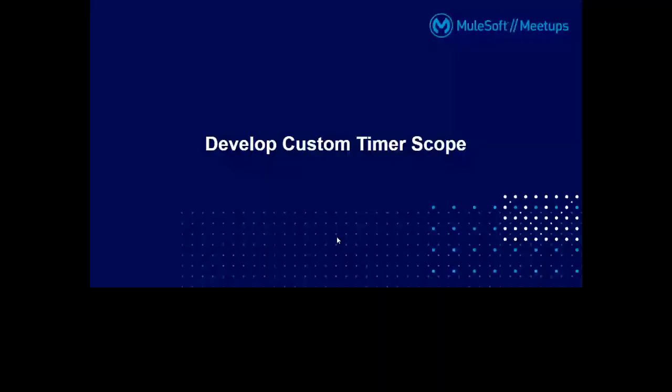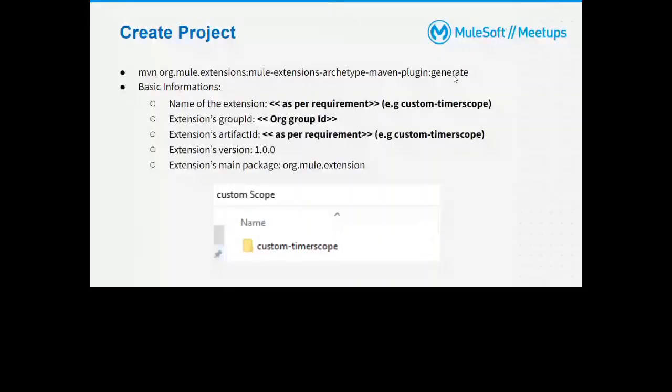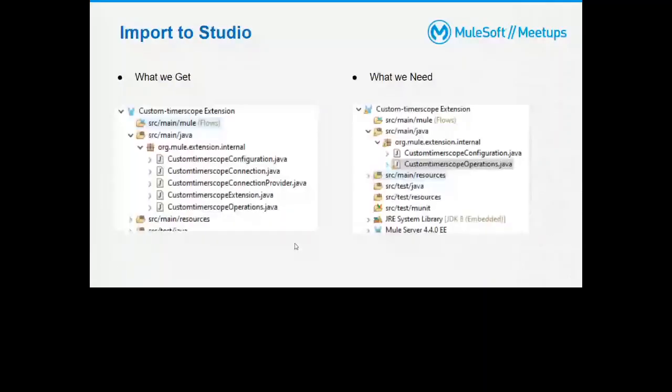So, starting with our development. The first thing we'll need is this particular command, which we need to run in a command prompt. This is a Mule extension archetype which is already present in Maven. When we run this, we need to provide this basic information so that a project will be generated. Once that is done, you need to import it in Studio, and this is what you're going to get. But we don't need everything defined in this main Java. We just need the configuration and operations in terms of scope.